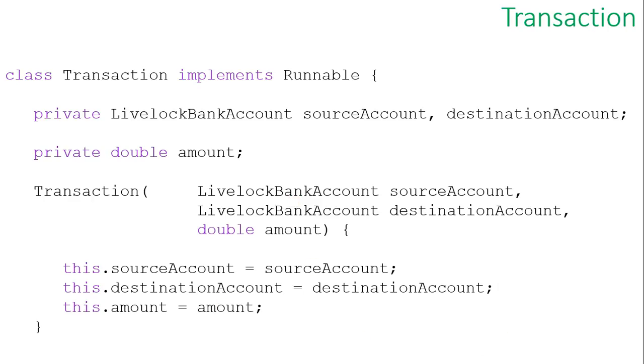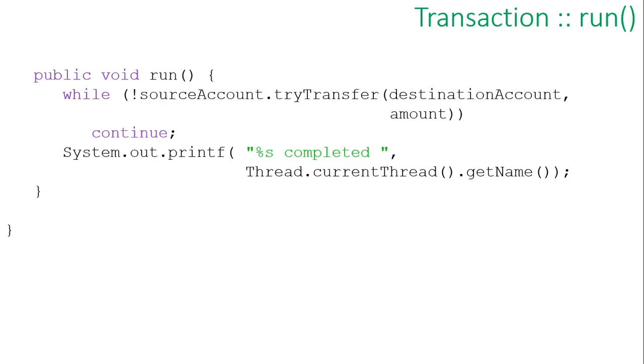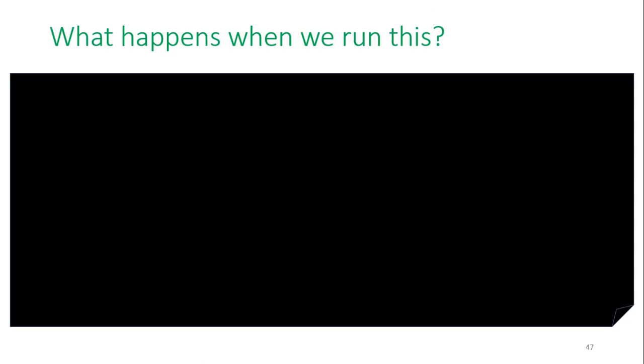Nothing really new there. We implement runnable, so we have to provide a run method. Here's my run method. While I am not capable to transfer from the source account to the destination account the amount that was specified, then I keep trying. So I have a loop here that tries to make the transfer happen until it is successful. And when it's successful, I just say my transaction completed. And there you go.